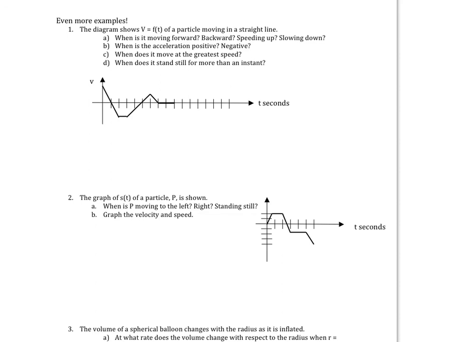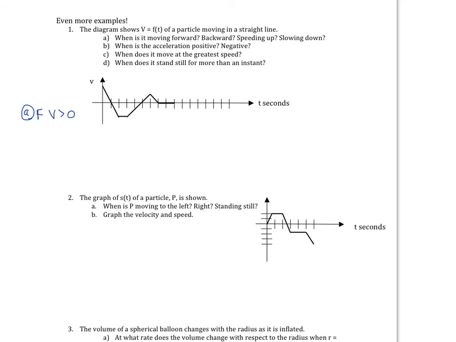For part A over here, we're asked to find when is it moving forward? When is it moving backwards? Okay, so forward is when the velocity is greater than 0, right? And we have a velocity function here. You can also think of it, forward means to the right, and backwards means to the left.